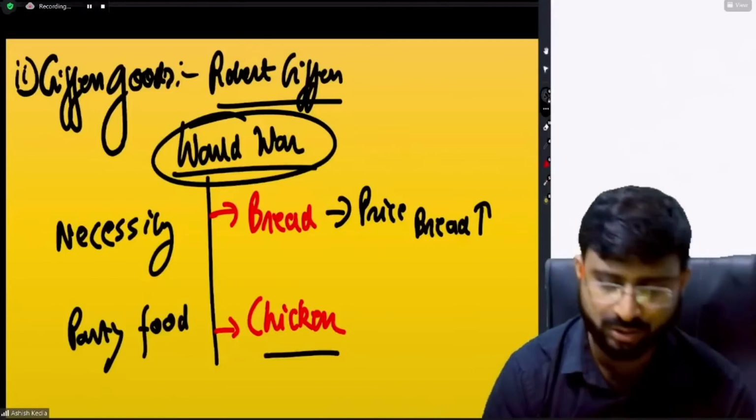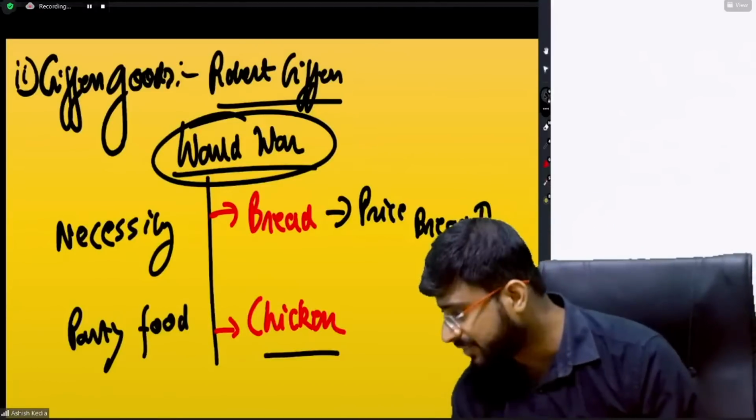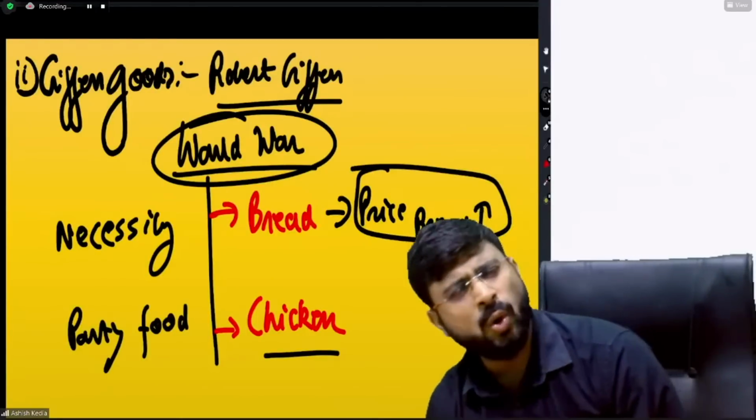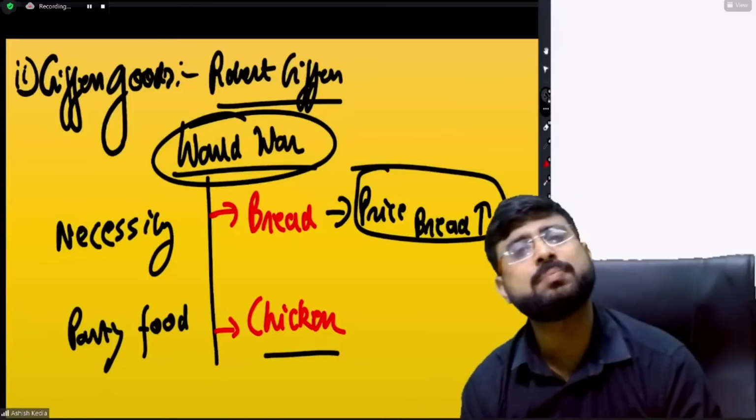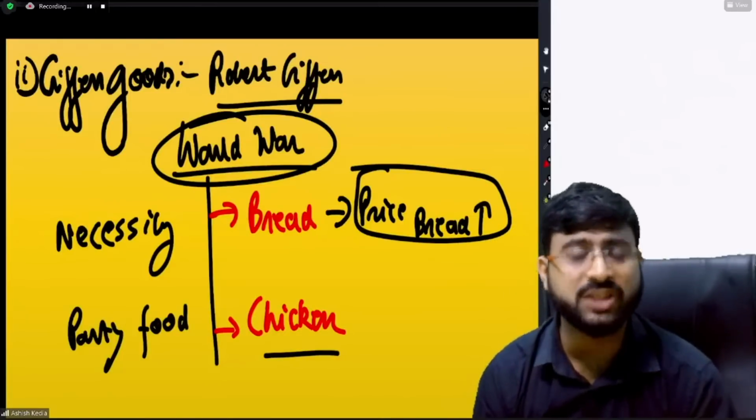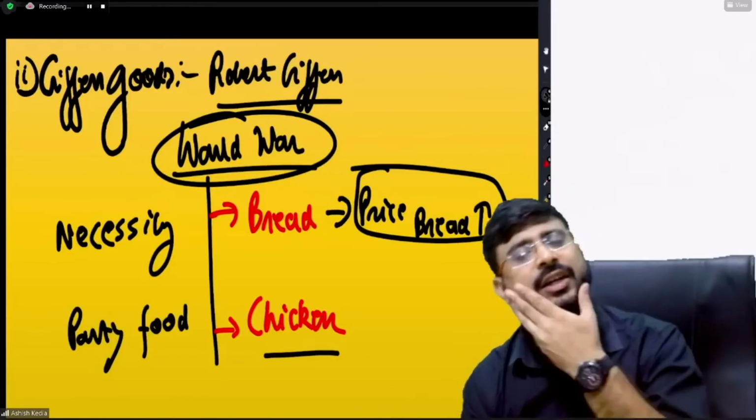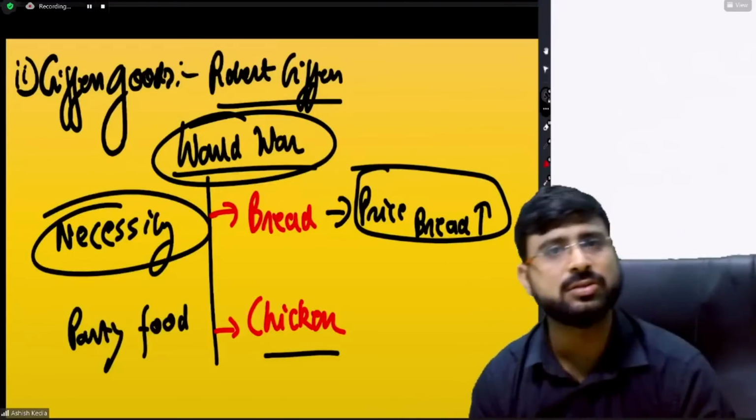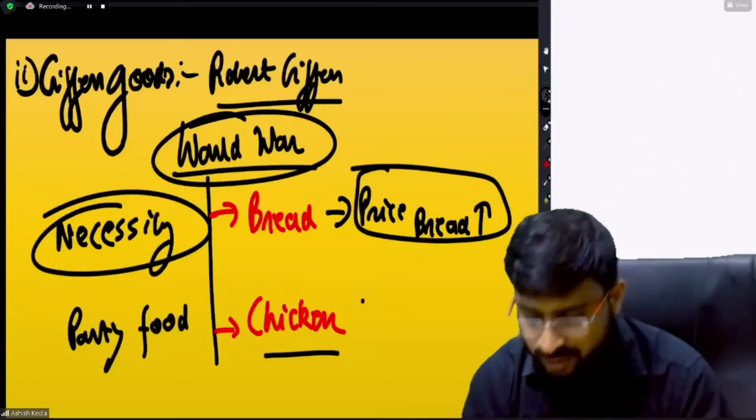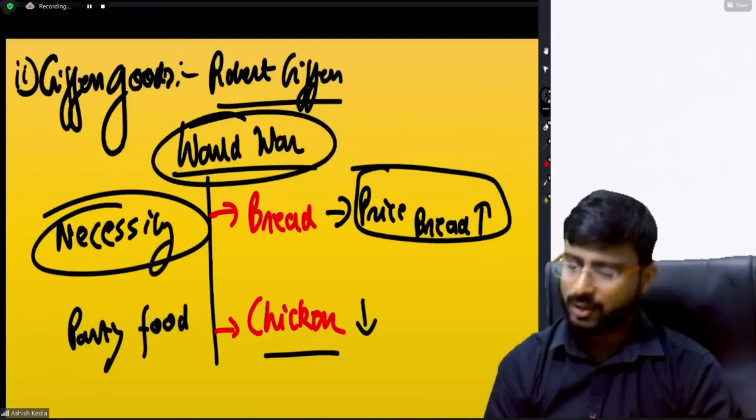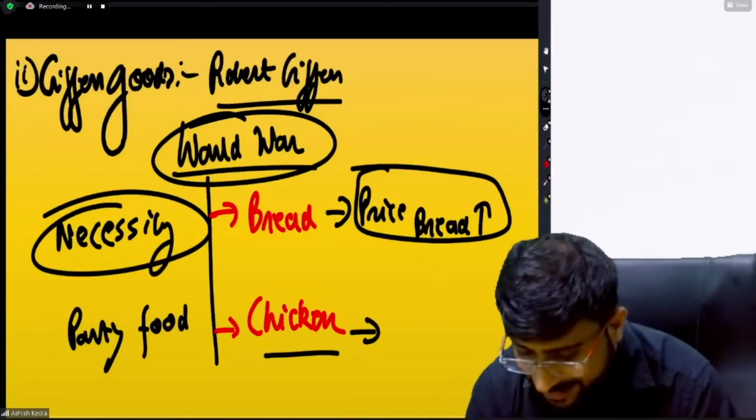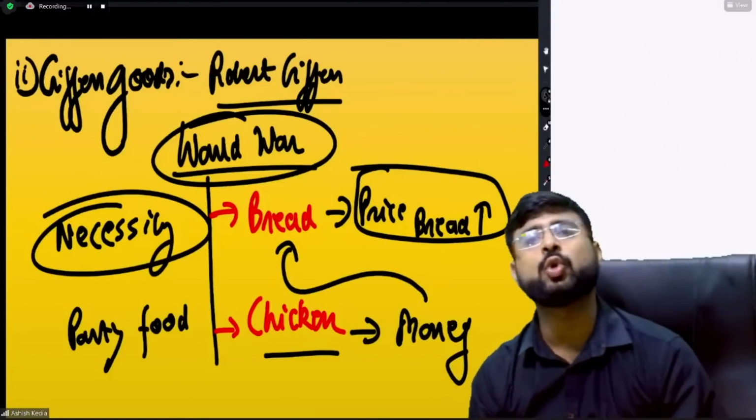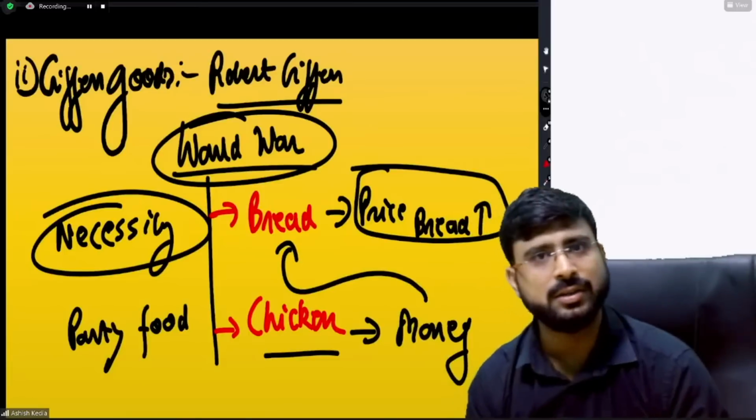Now, friends, what happened was, the price of bread started rising. When the price of bread started rising, people became worried: oh my God, what if we don't get our basic necessities? So people reduced the consumption of chicken, and the money that they used to spend on chicken, they started to spend on bread.